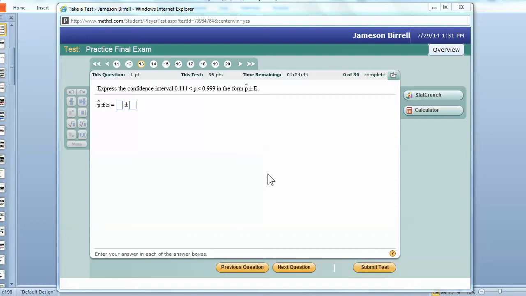Okay, so this is question 13, 14, 15 probably, if I make it that far. It says express the confidence interval, and they've already given us the confidence interval completed, so we don't have all the details. We don't have the confidence level, we don't have the best point estimate, which is p hat. We don't have E explicitly, but we have the whole interval in the form p hat plus or minus E.